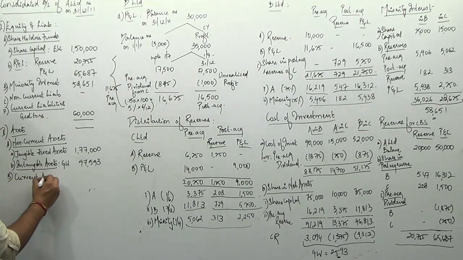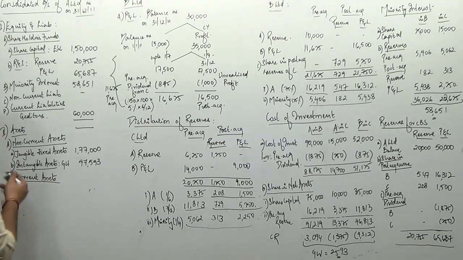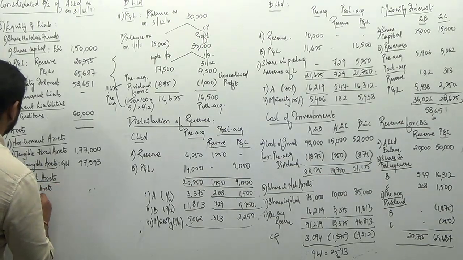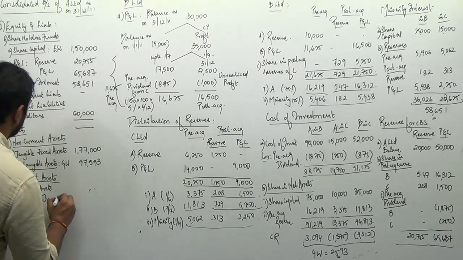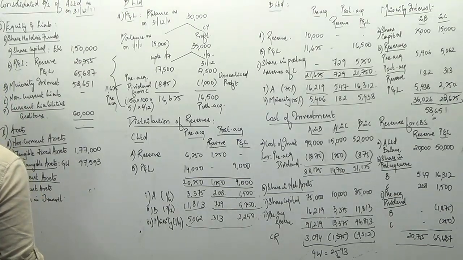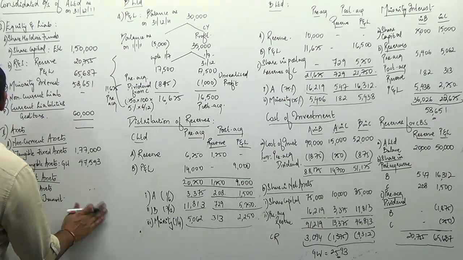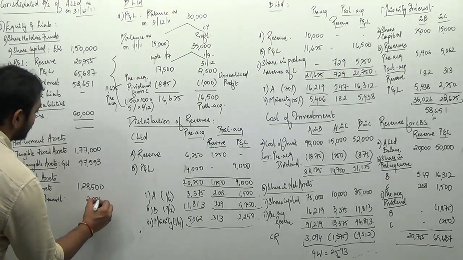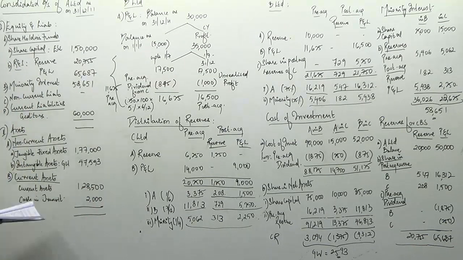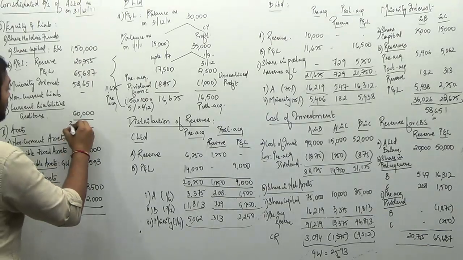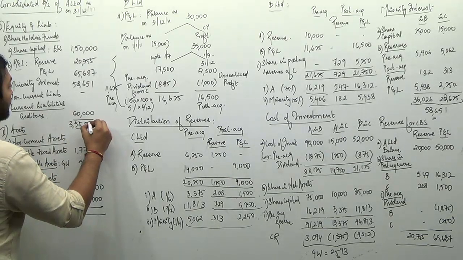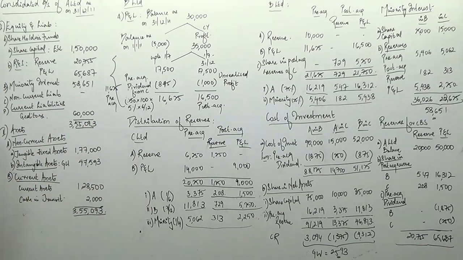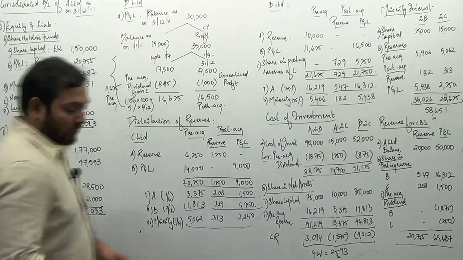Directly current assets. Only one broad heading of current assets. Along with that, I have a cash in transit. Current assets are 25 plus 58 plus 45,500. This total should be giving me about 1,28,500 and my cash in transit being 2,000. The balance sheet should tally, guys.